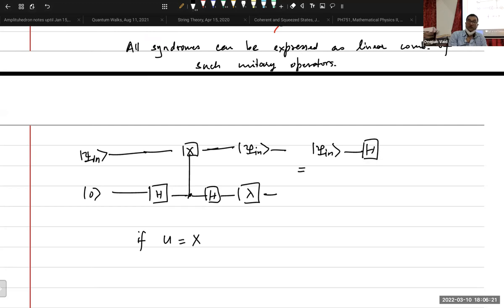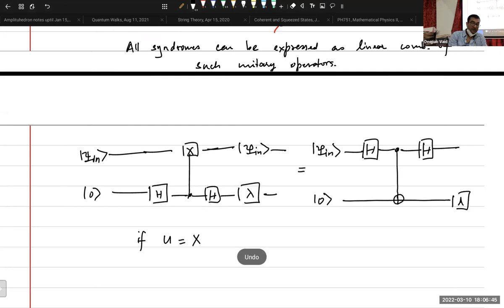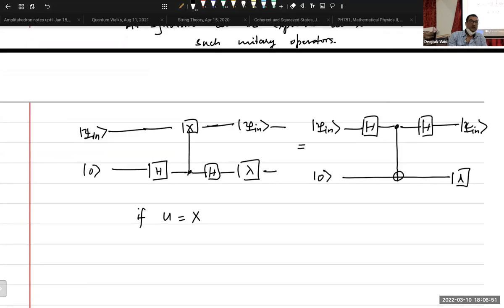I act on my input state now with a Hadamard, and then I act on it again with the Hadamard, and what I have here is a C naught acting on my ancilla, and once again I perform a measurement. The measurement is not important because it doesn't affect whether the identity is true or not.